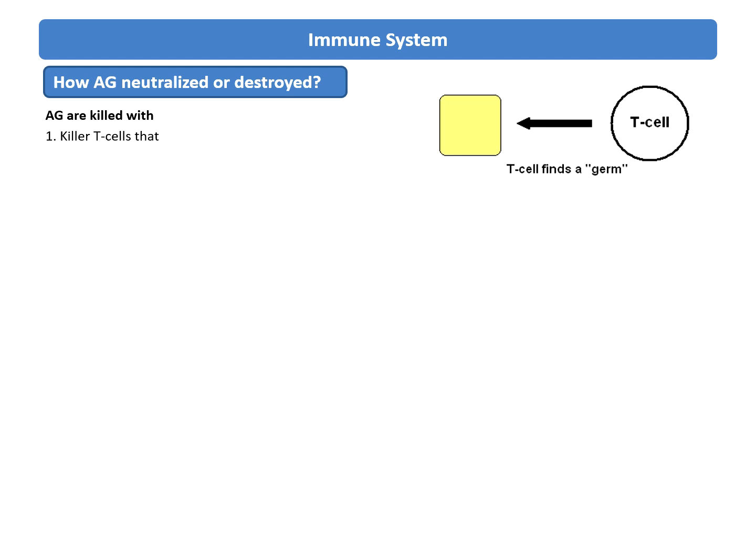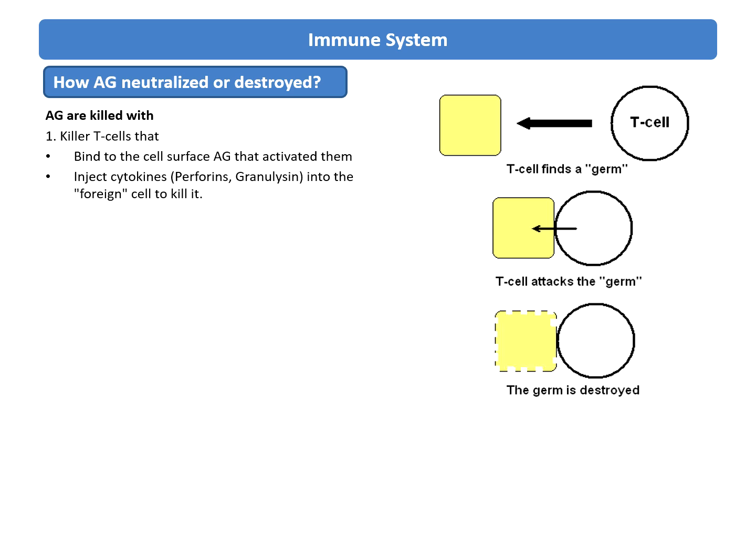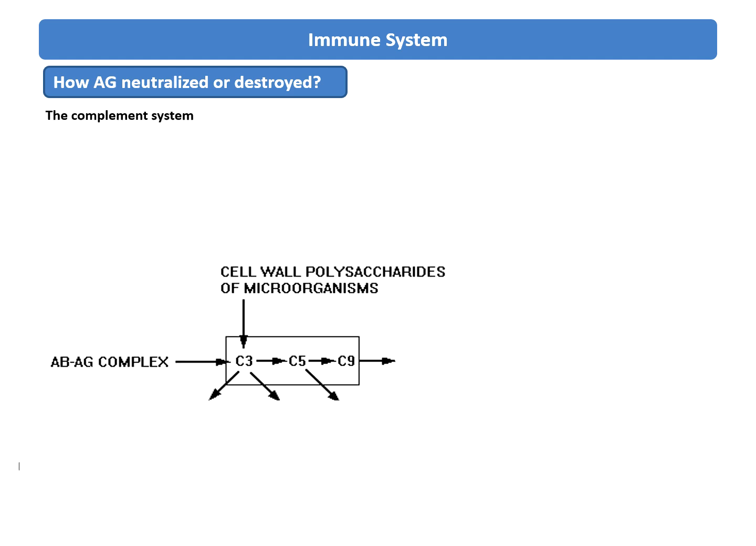Antigens are killed with killer T cells, which bind to the cell surface antigen that activated them and inject cytokines, some of them called perforins or granulolysin, into the foreign cell to kill it. Eosinophils, for example, do this. They release hydrolyzing or digestive enzymes. Complement C9 does this. So, what is this complement system we keep talking about?